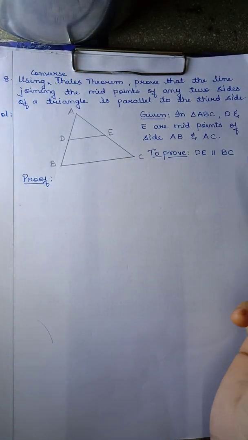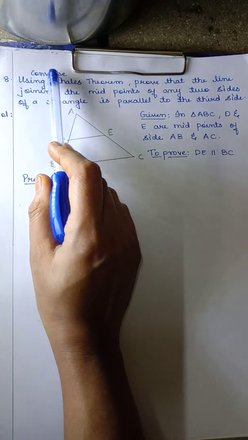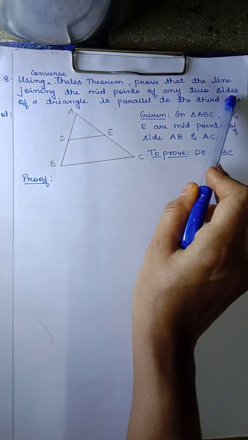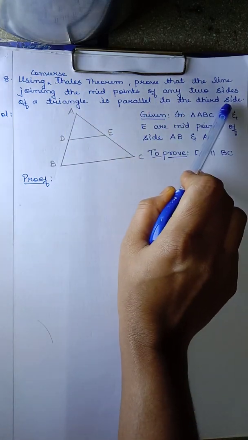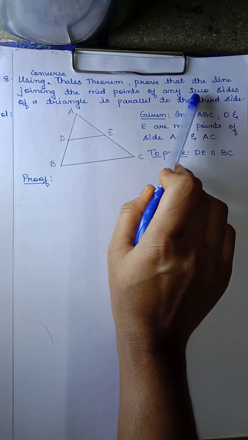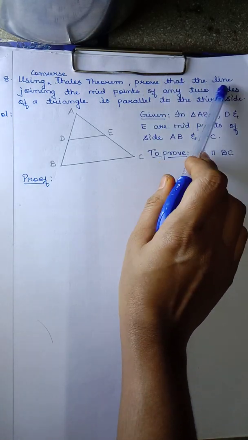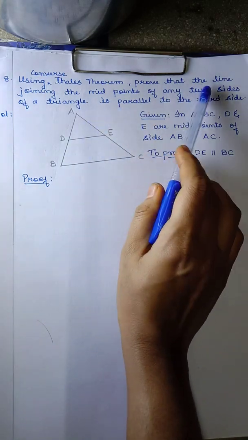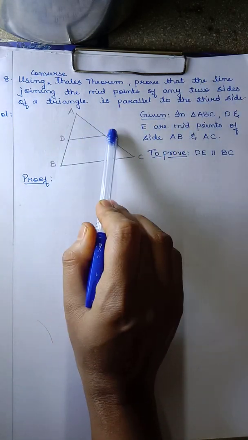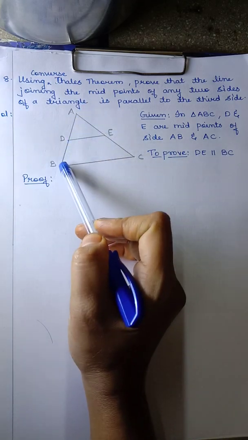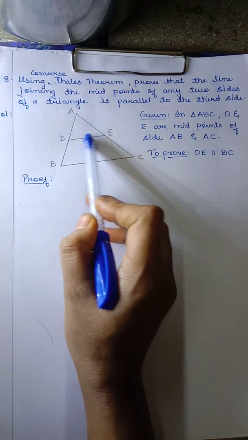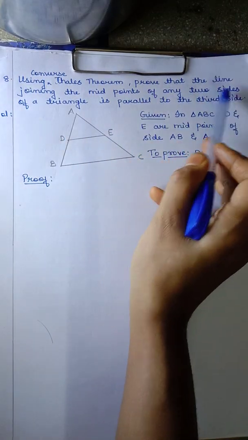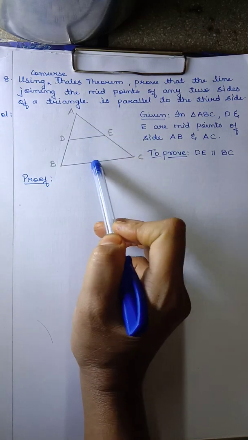Now coming to the 8th question. Using converse of Thales theorem, prove that the line joining the midpoints of any two sides of a triangle is parallel to the third side. Firstly you have to draw the figure. Draw a triangle and a line joining the midpoints of any two sides. I have taken the sides AB and AC and I have drawn a line DE, and here D and E are the midpoints.